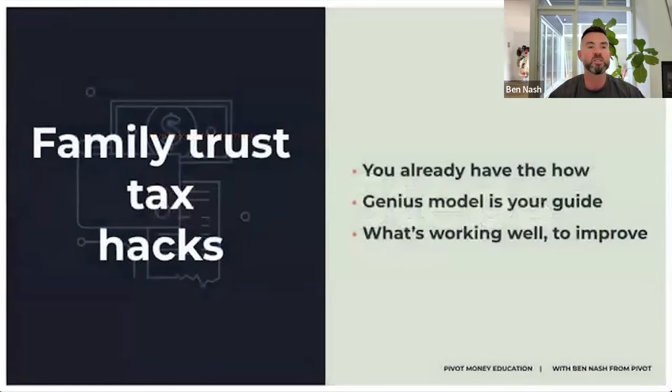What I would say to you is that by now, you already have the how, because that ideal lifestyle model, or the genius model as we call it, is your guide. It tells you what areas to look at. Look at the things that are red first. They're going to be dragging you down. It doesn't matter how good your greens are. If your reds are there, they're going to be slowing you back. And that's basically the path forward.